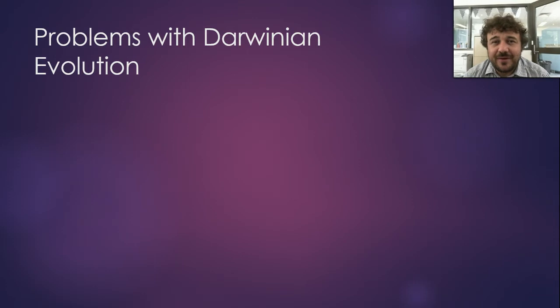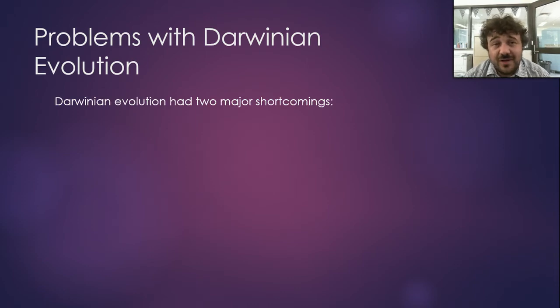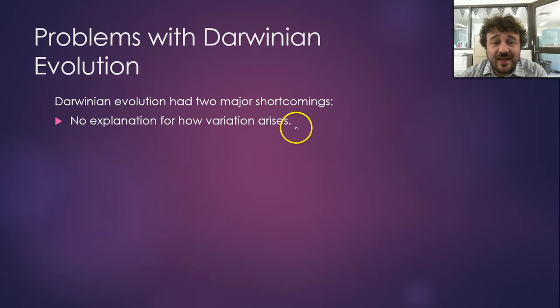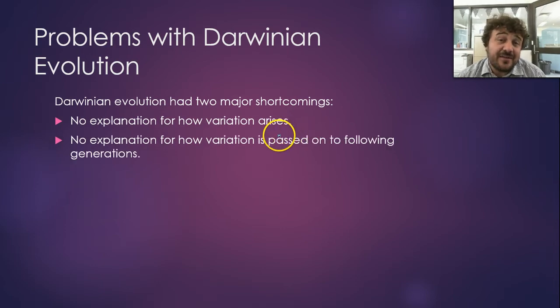So what are the problems with Darwinian evolution? It's an idea which isn't complete. That's the main problem. And it's got two major shortcomings. These are the shortcomings that were around when Darwin was putting forth the idea. They're not there anymore. First, there's no explanation for how variation arises, how things are different. And there's no explanation for how variation is passed on to the following generations.